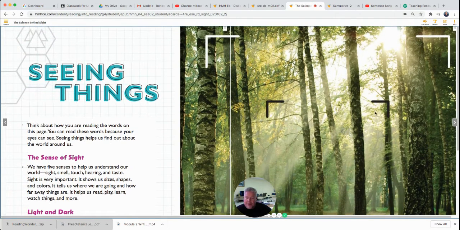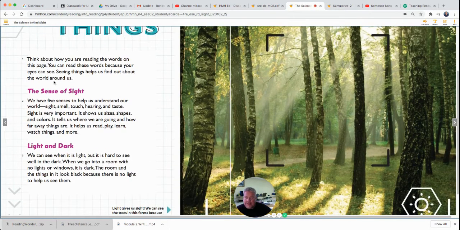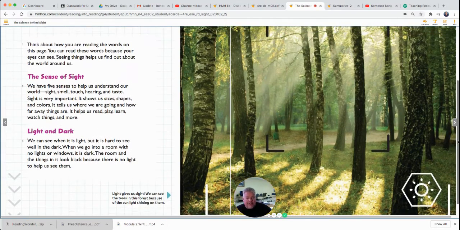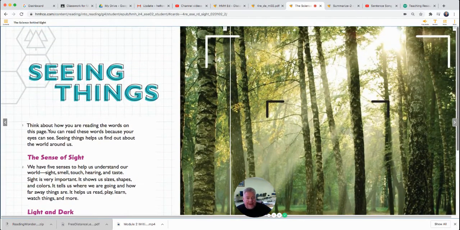So remember it talked about headings? The heading on this page is called Seeing Things. Then subheadings are like these, smaller, and tell you what this paragraph is about. So our first page tells us the first thing we need to know about sight. If you're going to see anything, you've got to have some light.